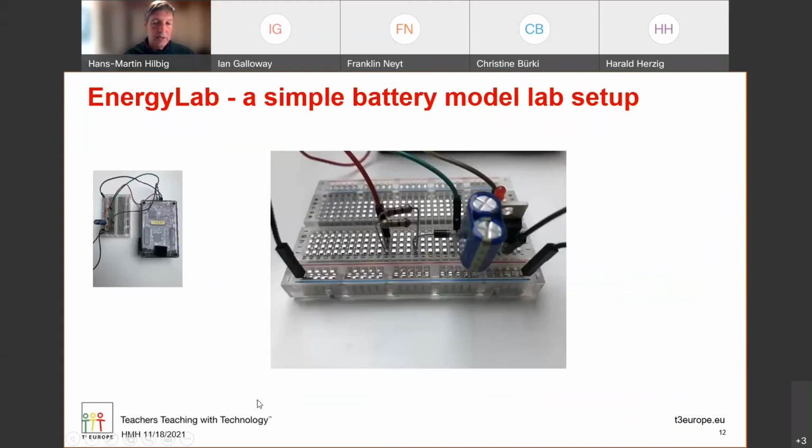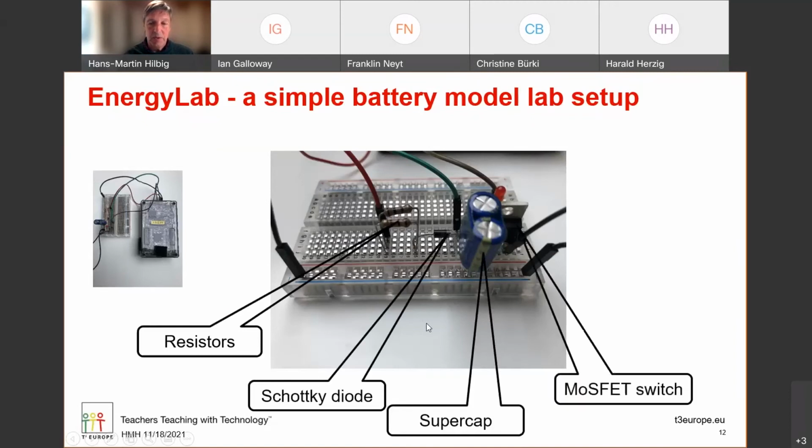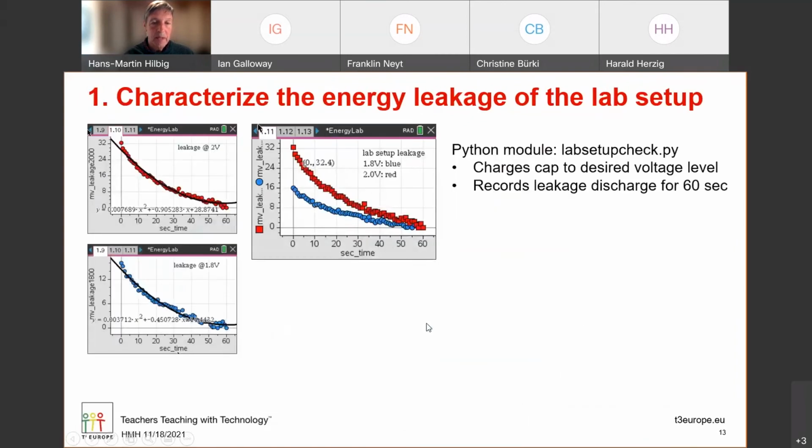So here you see the same thing built up on a breadboard. You see the resistors here to charge the supercap. You see the Schottky diode, which prevents charge from the supercap flying back into the TI hub. And you see the supercap itself. You see the MOSFET switch and the little LED to act as a load for my setup. So the first task was to characterize the energy leakage of the lab setup, which is more like taking a photo of the elephant of my lab setup.